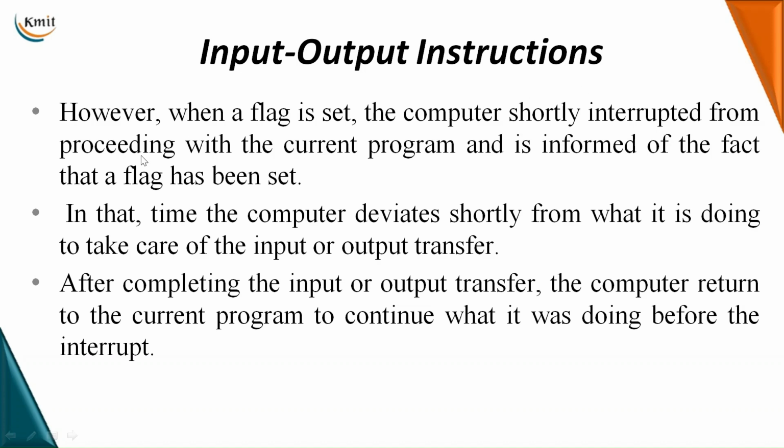Whenever the flag bit is set, the computer, or the CPU, will be informed that the flag has been set. So what the CPU will do at that time is deviate from whatever task or program it is currently executing, in order to take care of the input output transfer. After completing the input output transfer, the computer will return to the current program and continue with what it was doing before the interrupt occurred. So this is how interrupts are handled by the CPU or the computer.